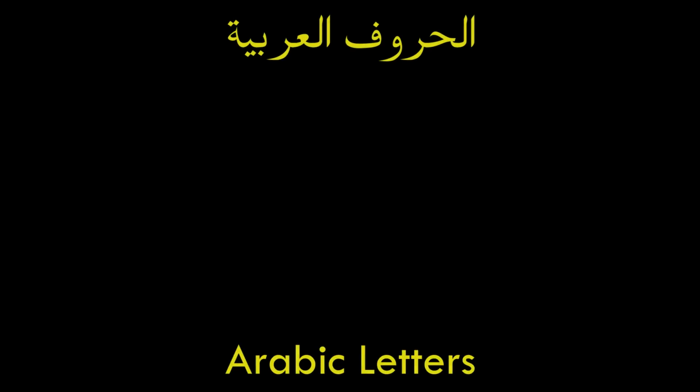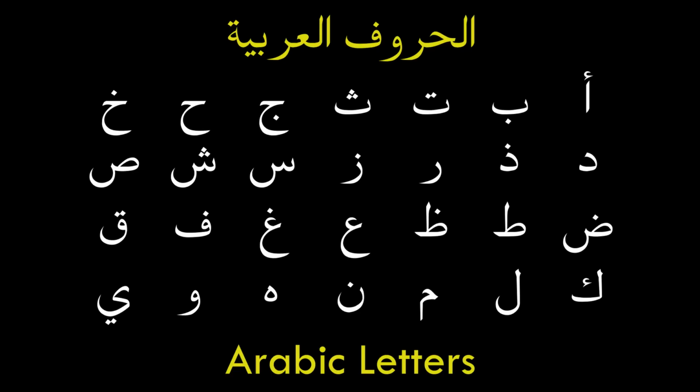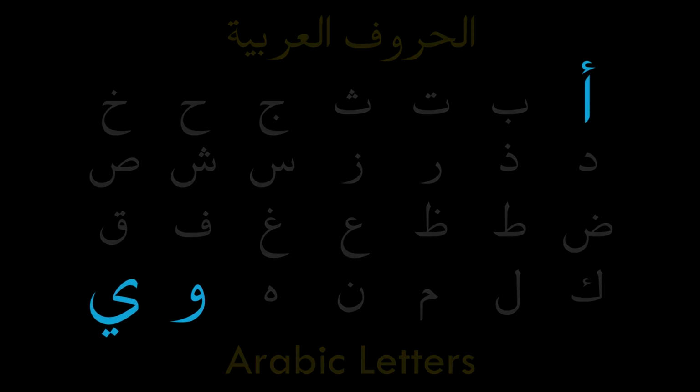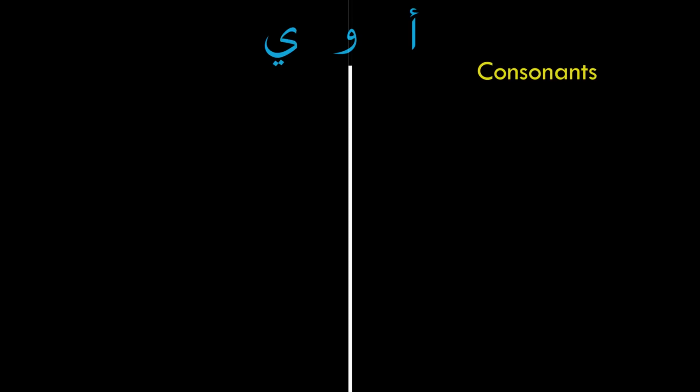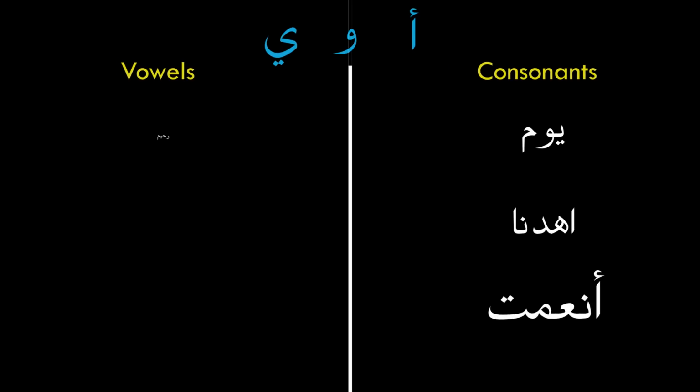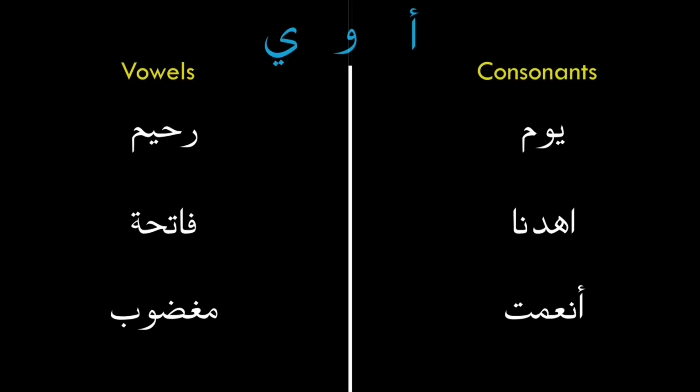In the Arabic language, there are 28 diverse letters. All of them are normal except for 3 letters, waw, alif, and ya. These 3 can play the role of consonants and of vowels at the same time. But when would they be consonants and when would they be vowels? I'm going to give examples for both cases.